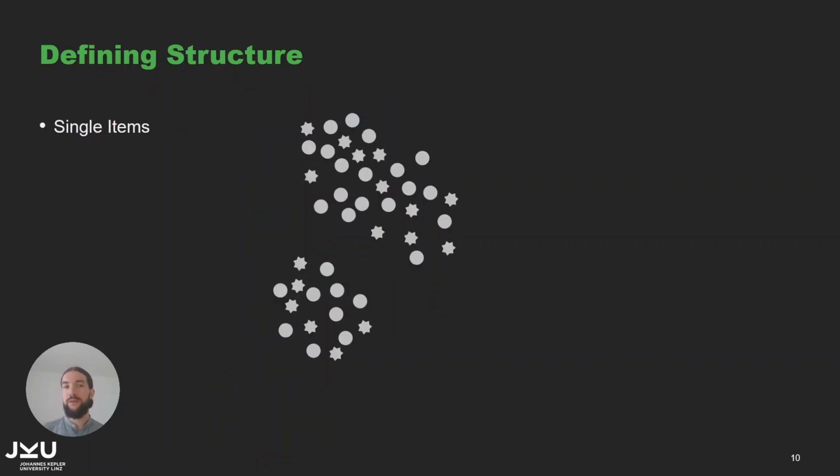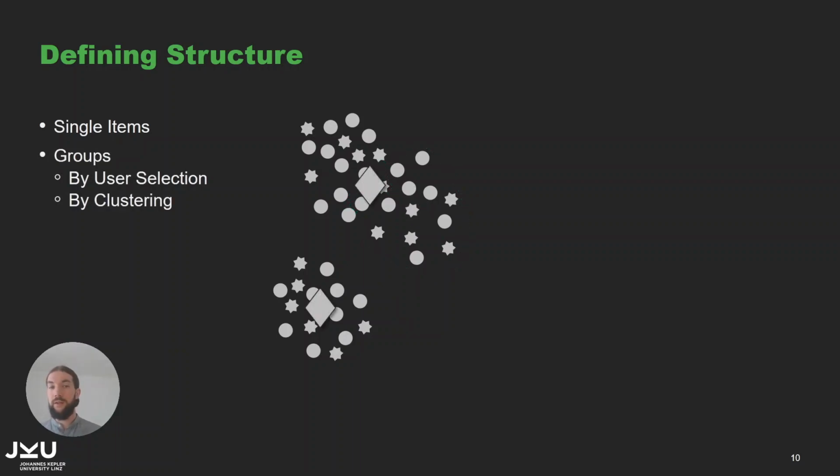So now we created a structure, namely groups, through selection, and there are different ways to define structure. First of all, we might have no structure at all, just the single items. Then we would have the same behavior as in the standard scatter plot. But we can create groups through user selection, as we just did. We can also create groups through clustering in the scatter plot.